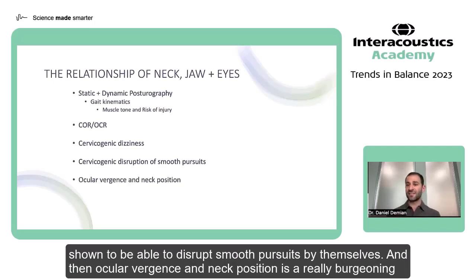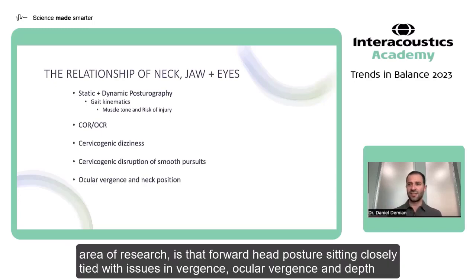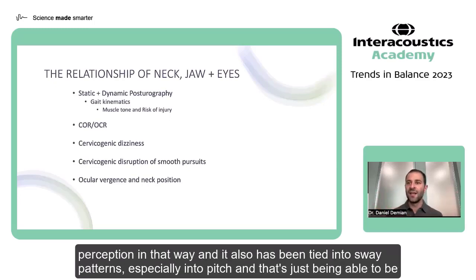Now, it's hard to separate brain injury and whiplash because they often come together, but whiplash injuries by themselves or neck dysfunction has been shown to be able to disrupt smooth pursuits by themselves. And then ocular vergence and neck position is a really burgeoning area of research, in that forward head posture has been closely tied with issues in ocular vergence and depth perception.